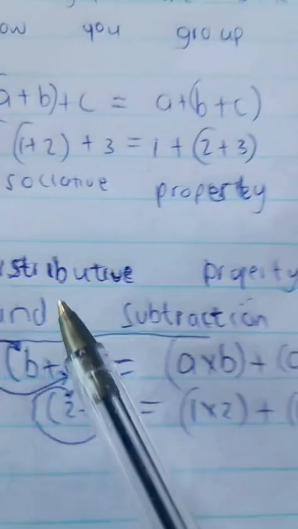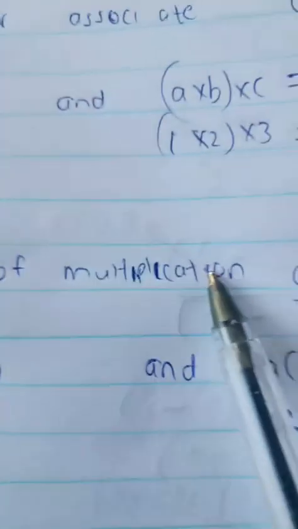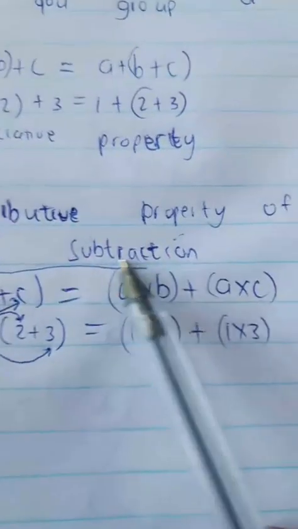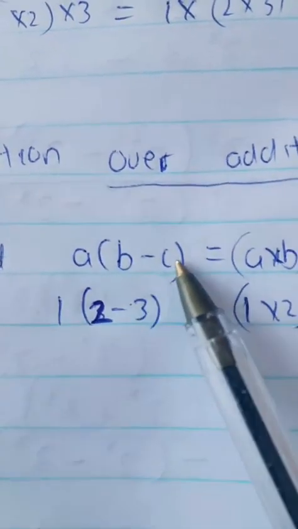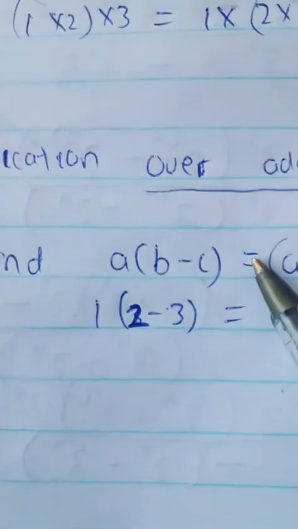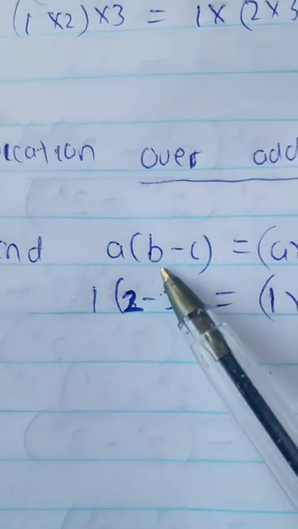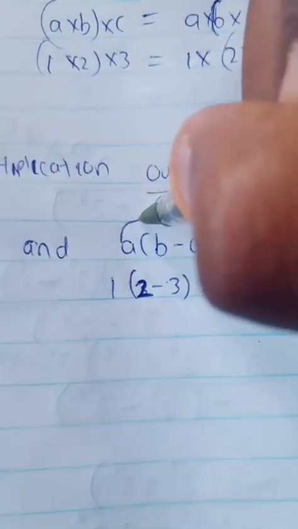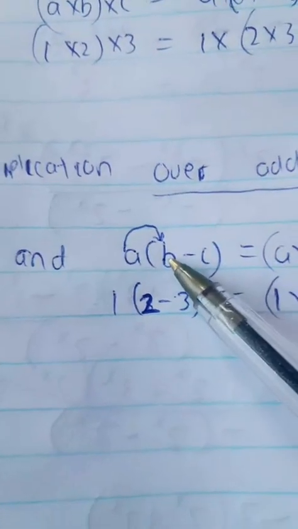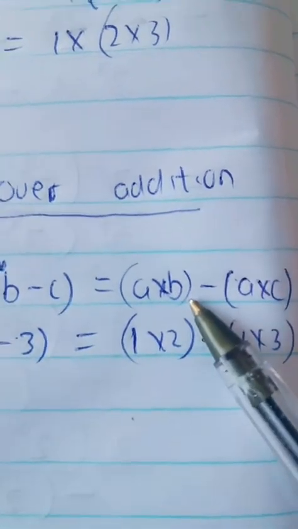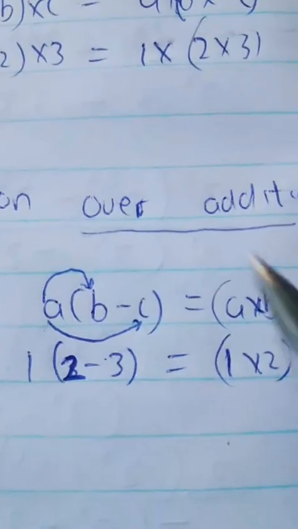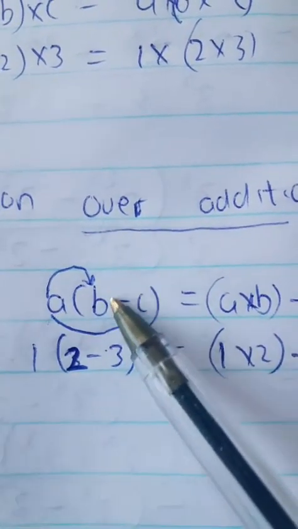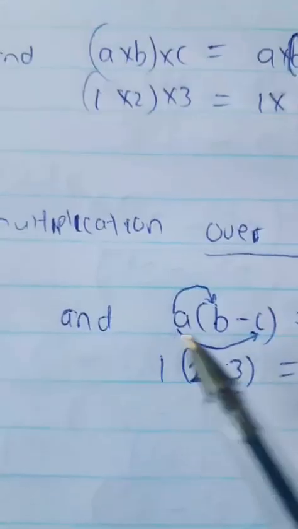Let's look at now the distributive property of multiplication over subtraction. Look at this example. A into B minus C. What do the brackets mean? The brackets mean multiply. So we take the A, we distribute it to the B, which gives us A times B. We take the A, we distribute it to the negative C. So in other words, we are distributing A over subtraction, which will give us minus, for the minus sign that was there.